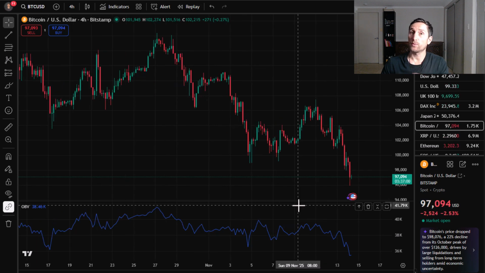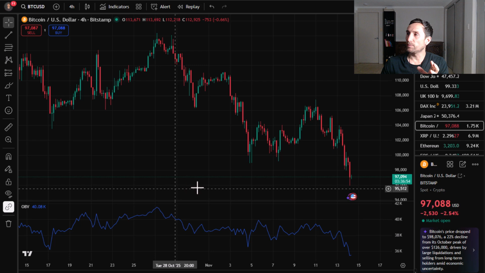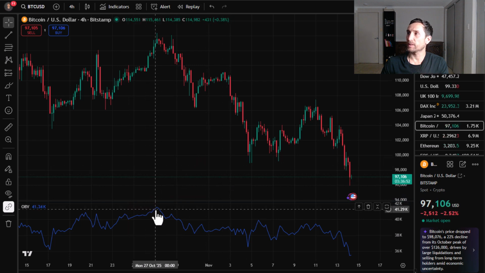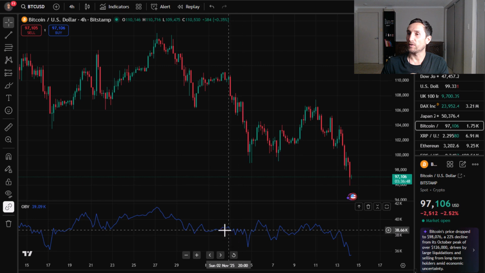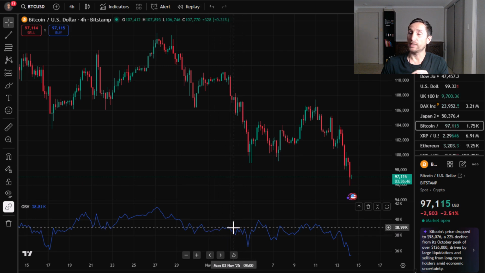Why OBV matters? It confirms whether a breakout is real or fake. A breakout with rising OBV is usually strong. A breakout with flat OBV is often a fakeout. You can also add volume profile to find strong support and resistance zones based on real buying and selling activity.